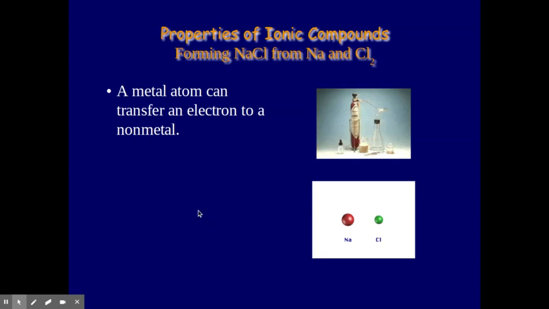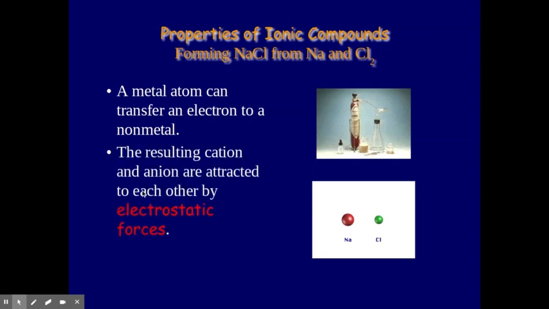A metal atom can transfer an electron to a nonmetal. This results in the two being held together. Like opposites attract, magnets, right? The fancy name for that is electrostatic forces. So those opposite charges attract each other.